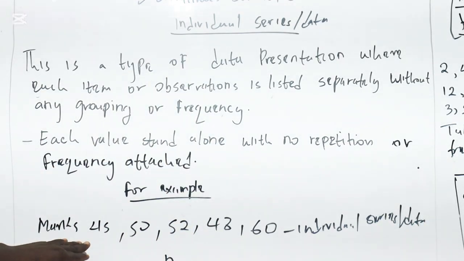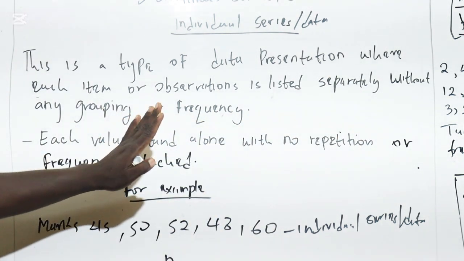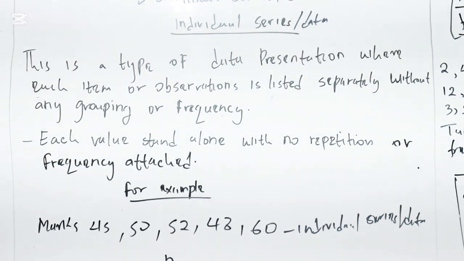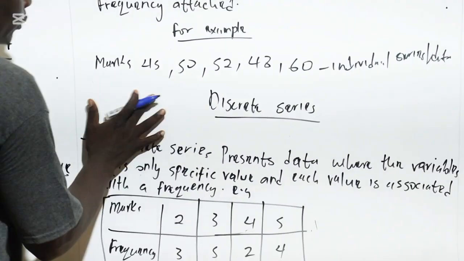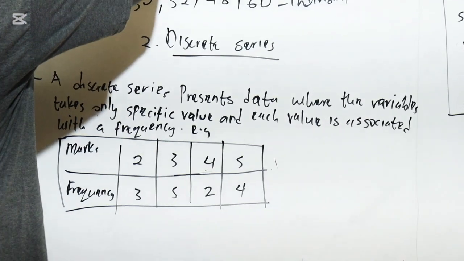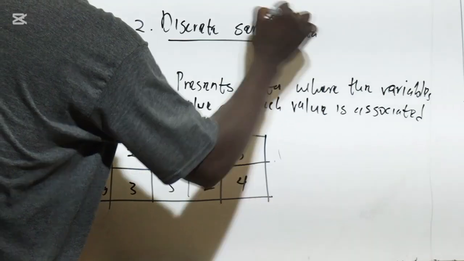So these data are marks alone. There's no number including the number of students, just the marks. There were 45, 50, 52, 48, 60. We highlight them or list them separately without any grouping or frequency. This is what we call an individual series or individual data. Number 2 is discrete series or discrete data.